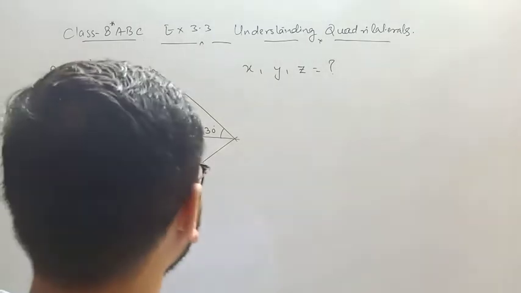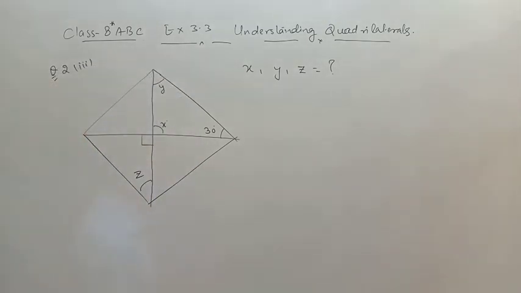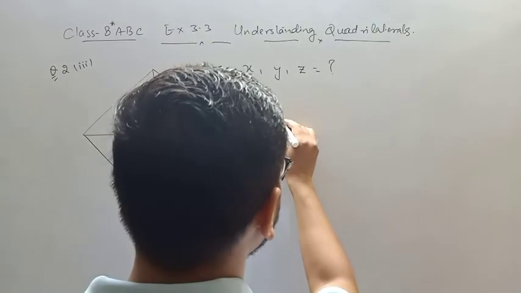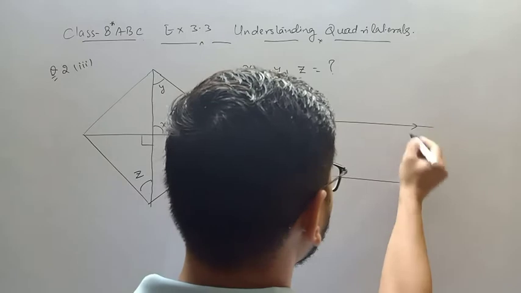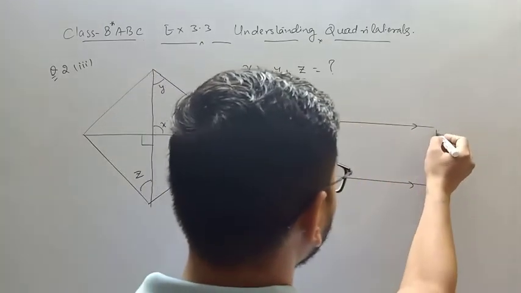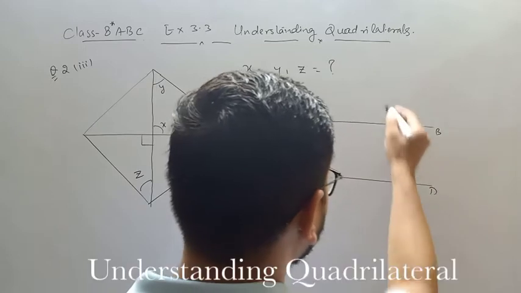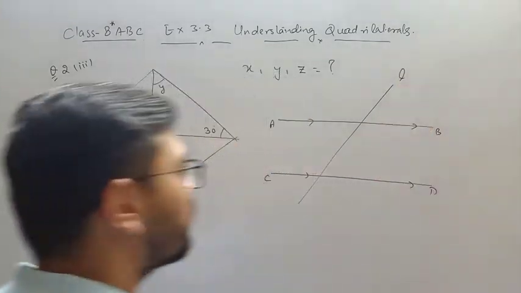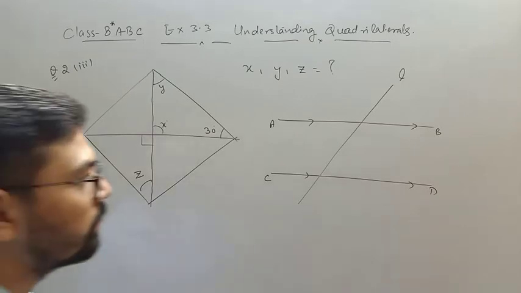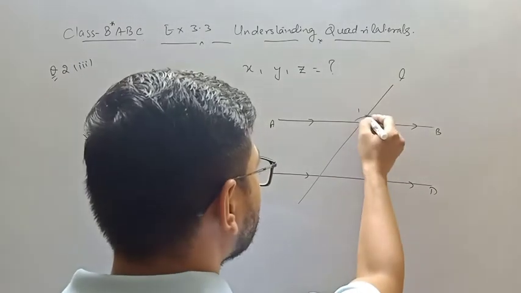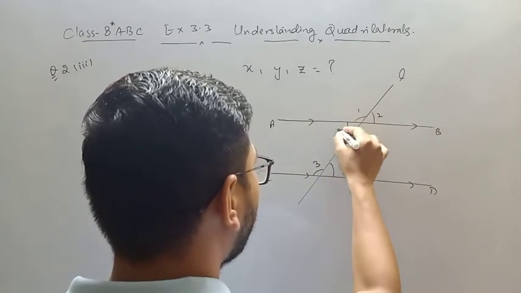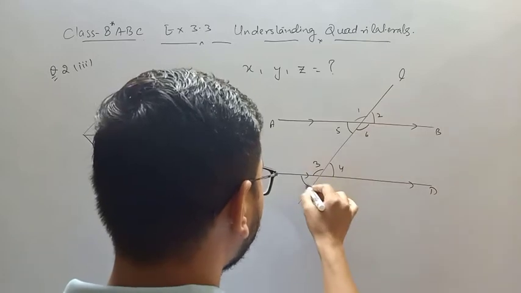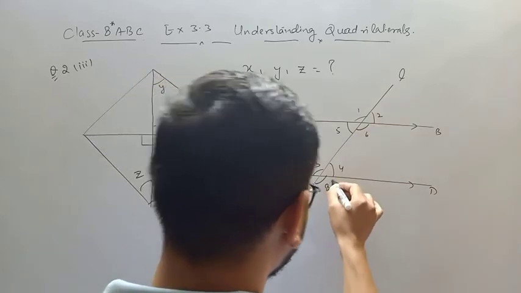Before starting this, I'll give you some explanation of vertically opposite angles, corresponding angles and alternate interior angles. Let's say you have two parallel lines, AB and CD, and there's a transversal line L. Now I designate some values to this: angle 1, angle 2, angle 3, angle 4, angle 5, angle 6, angle 7, angle 8.